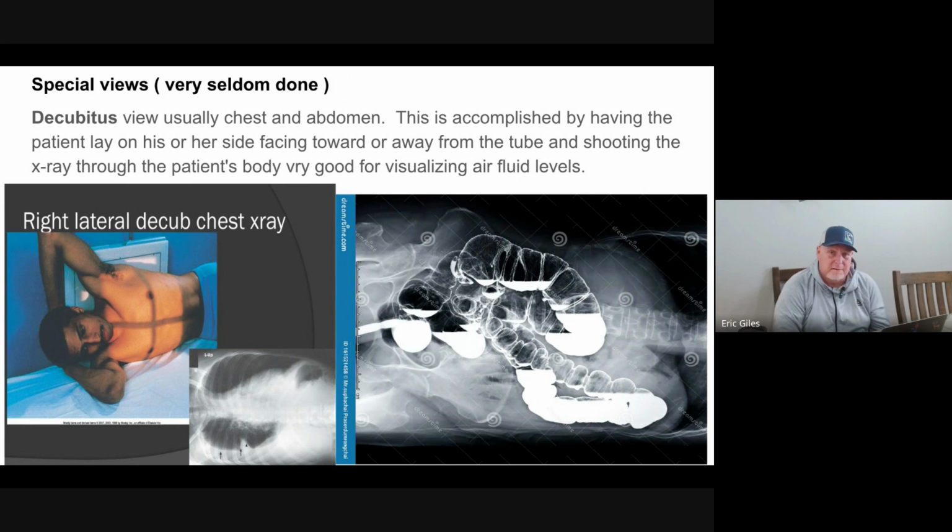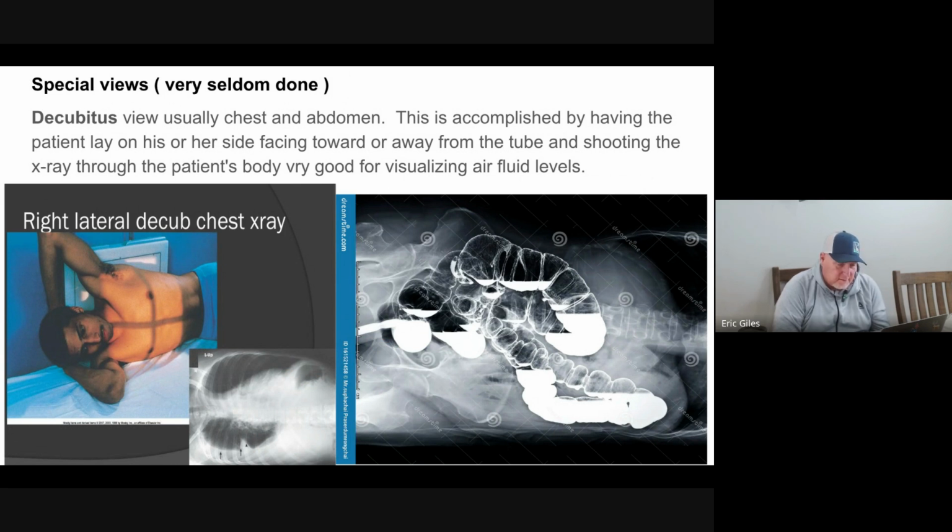Decubitus, we don't do a lot of this, just for the fact that we're really not set up to do this. Decubitus x-rays usually are done on a stretcher. It's where you place the patient on their side and their back or front against the image receptor, and you actually shoot through the front of the body or the back of the body, kind of like the picture down here on the left.